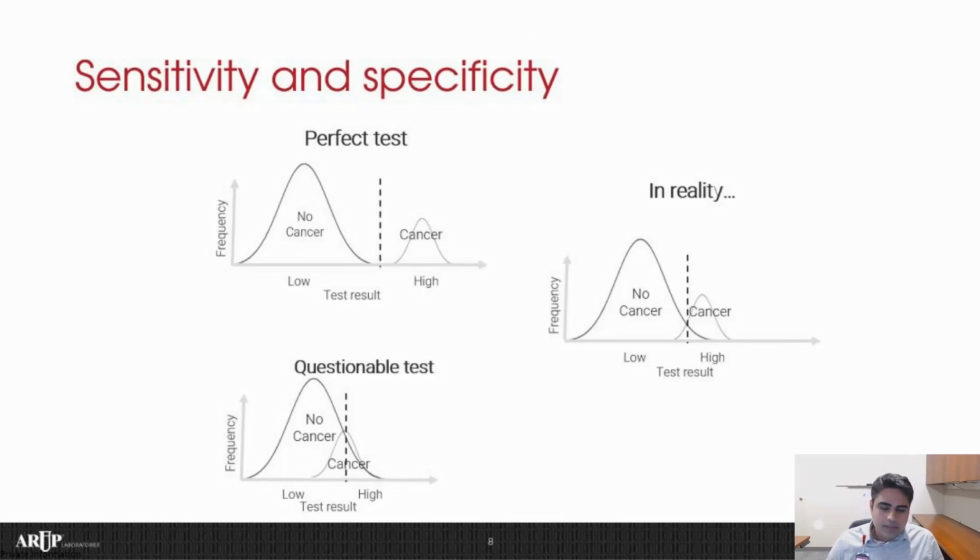At the bottom of that depiction is a questionable test where the two frequency distributions, no cancer and cancer, overlap significantly, so that you can't really draw a cutoff to differentiate between cancerous versus non-cancerous specimens. And on the right-hand side, you can see what is really found in practice. These frequency distributions, no cancer versus cancer, overlap with each other. And it would be a compromise of the sensitivity and specificity to come to a cutoff that is acceptable to the laboratorian.